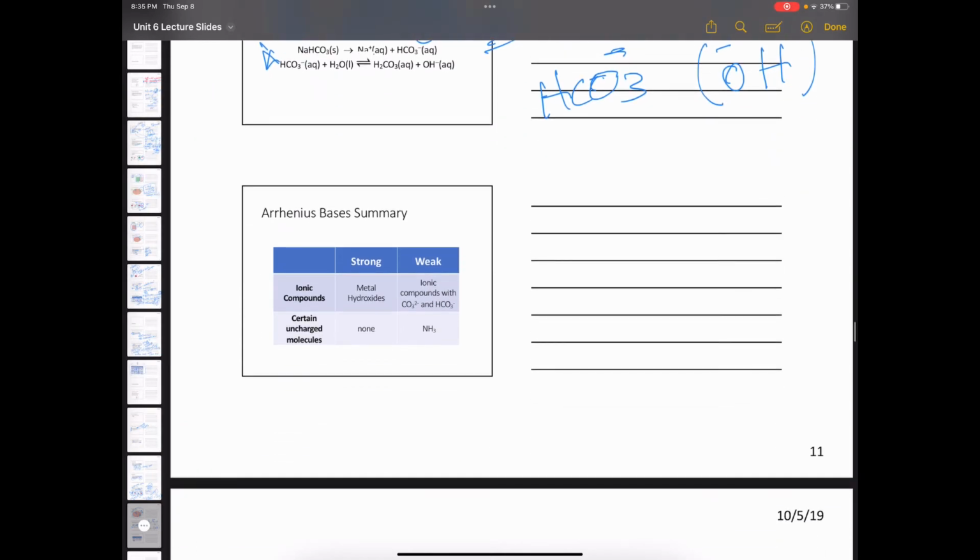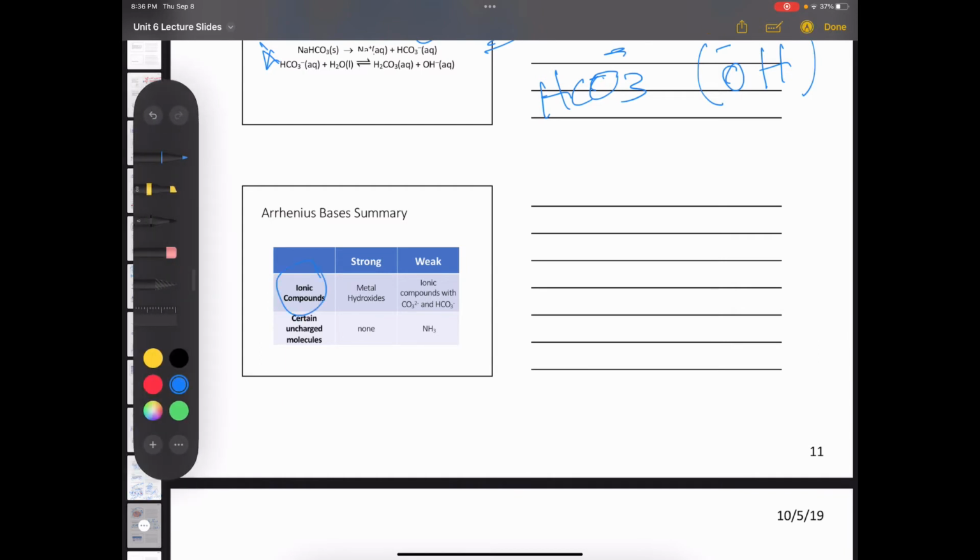Okay, so when it comes to Arrhenius bases, let's do the summary here. We have either ionic compounds. When it comes to ionic compounds, that means it's the metal hydroxide. Okay, and those are all considered strong bases. Metal hydroxide, NaOH, and Ca(OH)2. So this is group 1 in the periodic table. This is group 2 in the periodic table. So these metals will bond to the hydroxide to form bases that are strong bases. Okay.